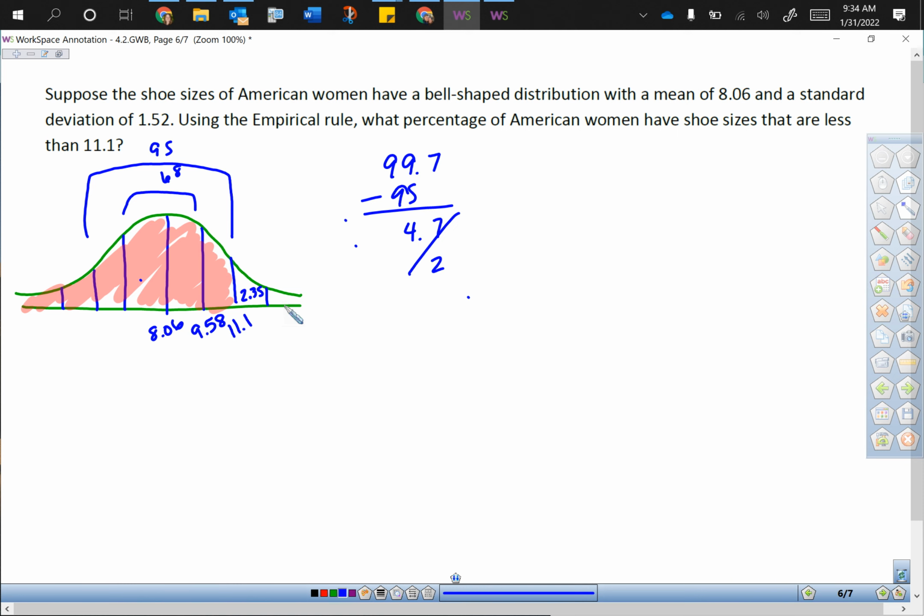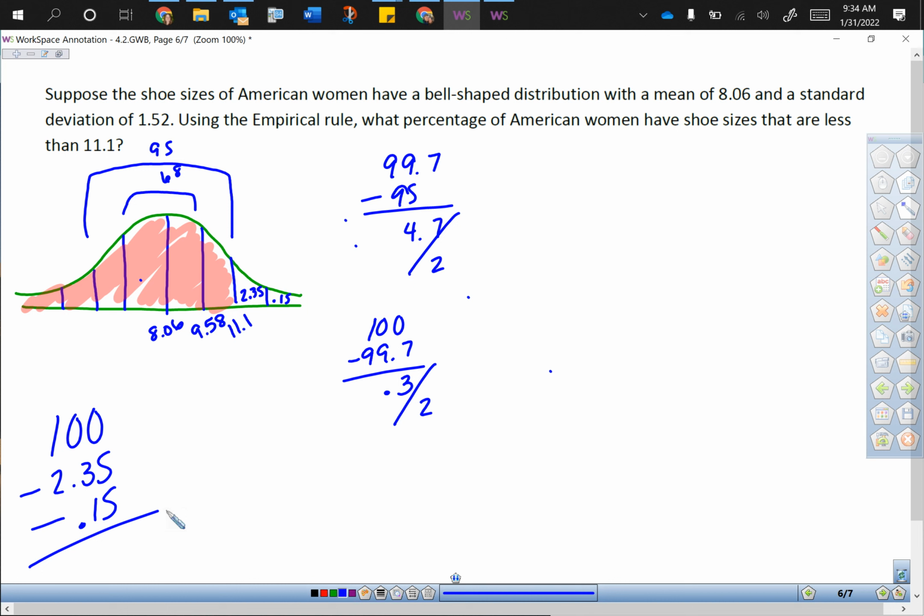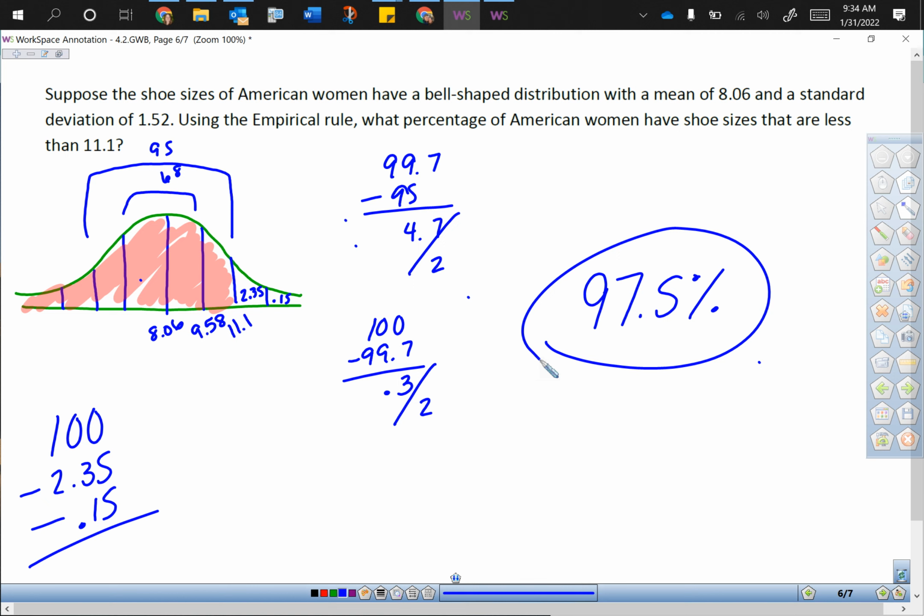Then this guy right here, since this was 99.7, we wanted to take 100% minus 99.7, which got me, do you guys remember? 0.3, divide that by 2, and that gave me 0.15. So to figure out what this highlighted area was, we could take 100 minus 2.35 minus 0.15, and what do we get? 97.5%, which means 97.5% of American women have shoe sizes that are less than 11.1.